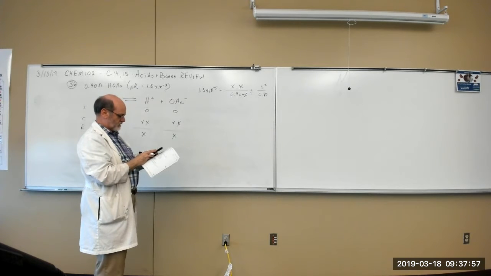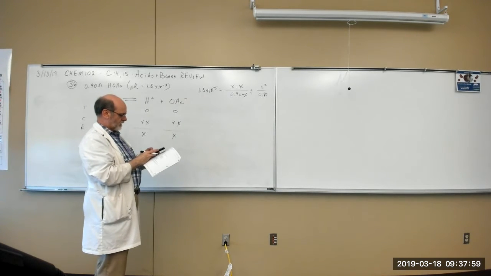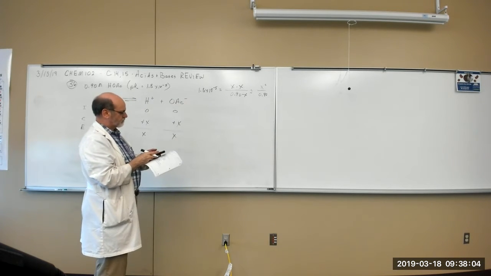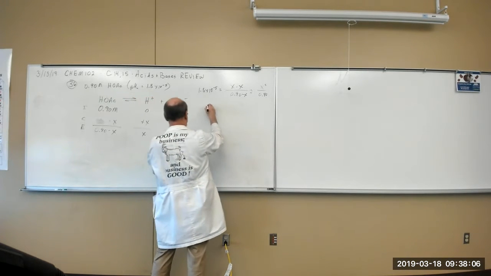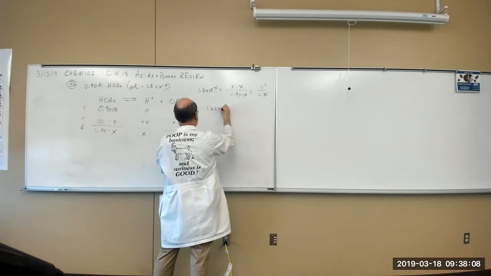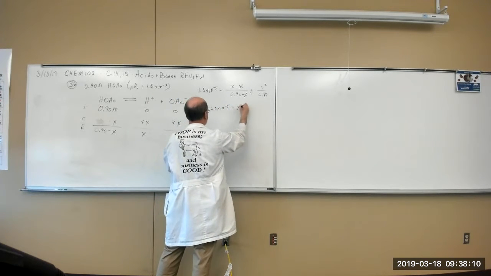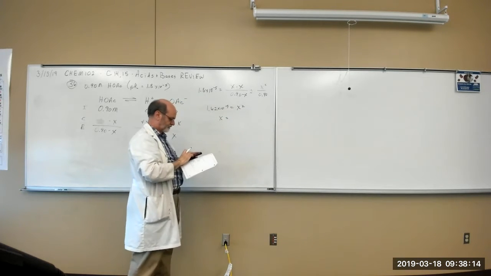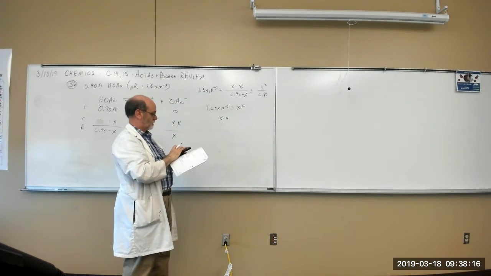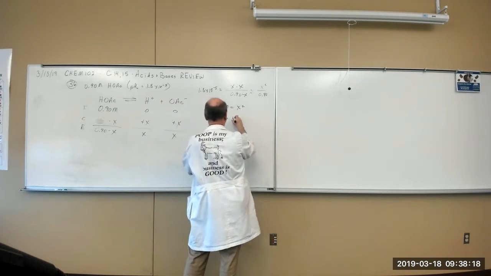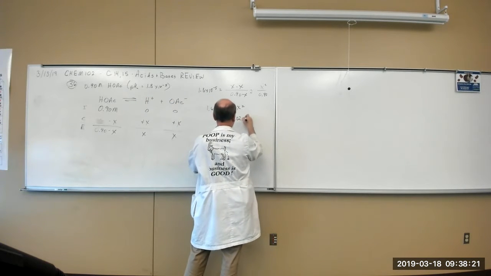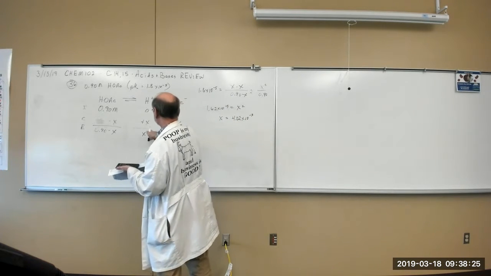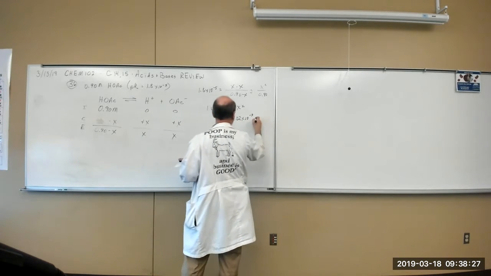So 1.8 times 10 to the minus 5, and 0.9 times that. I'll just do this. 1.62 times 10 to the minus 5 equals x squared. So that x equals the square root of that. Wow. 4.02 times 10 to the minus 3, which is the hydrogen ion concentration.